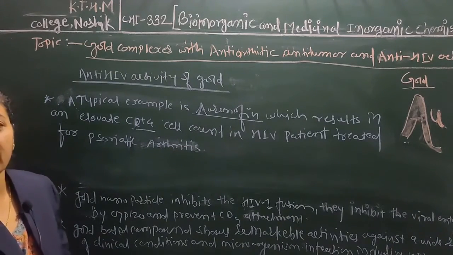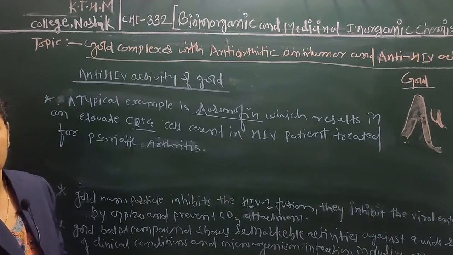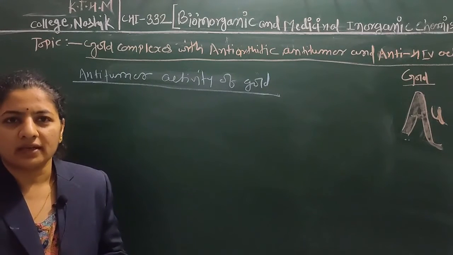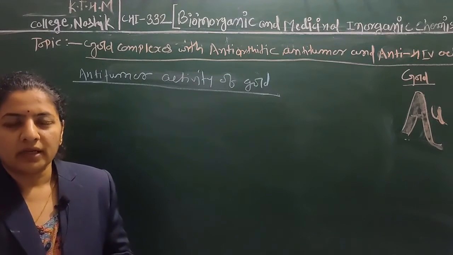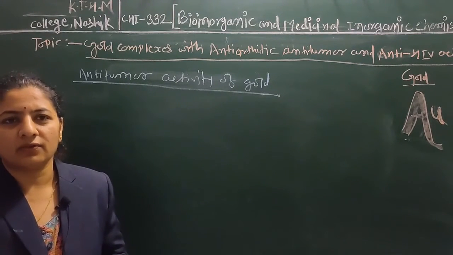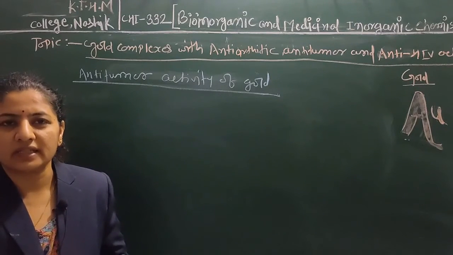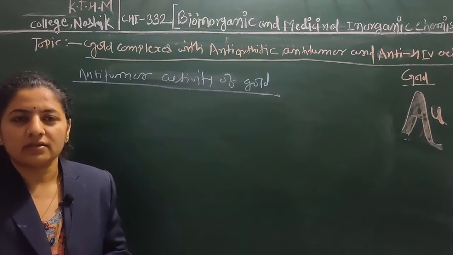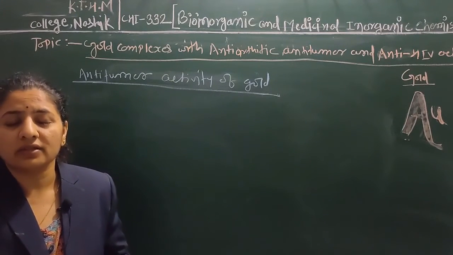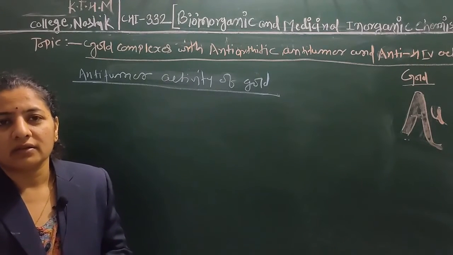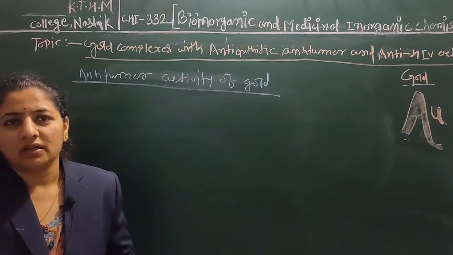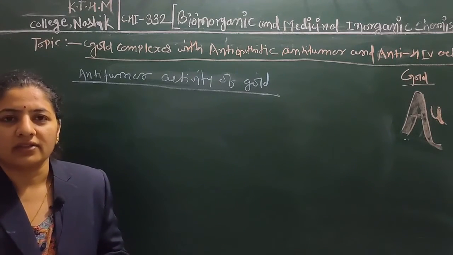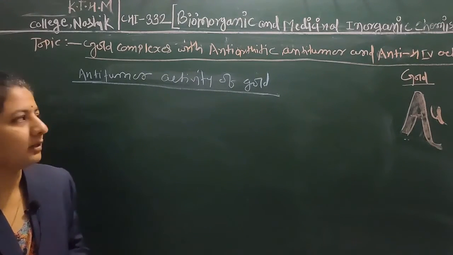Now let's discuss the anti-tumor activity of gold complexes. Cisplatin is the first anti-cancer agent with a metal, but there is some side effect of this cisplatin, that is, it is very toxic to the target cells. So it is very toxic for target cells. But the gold complexes show a remarkable effect in this anti-cancer or anti-tumor activity.